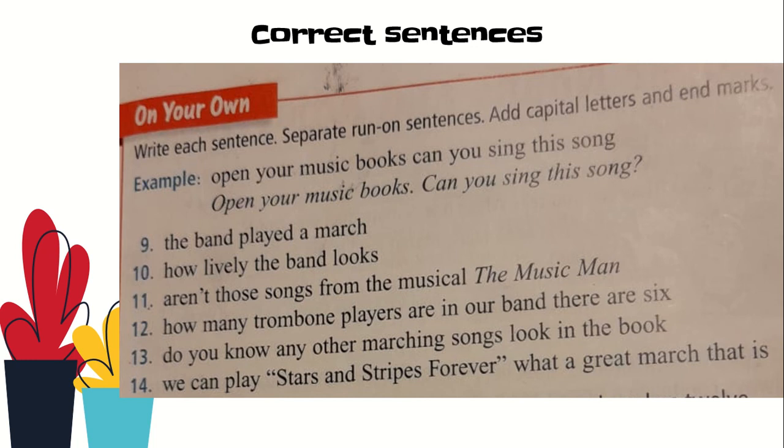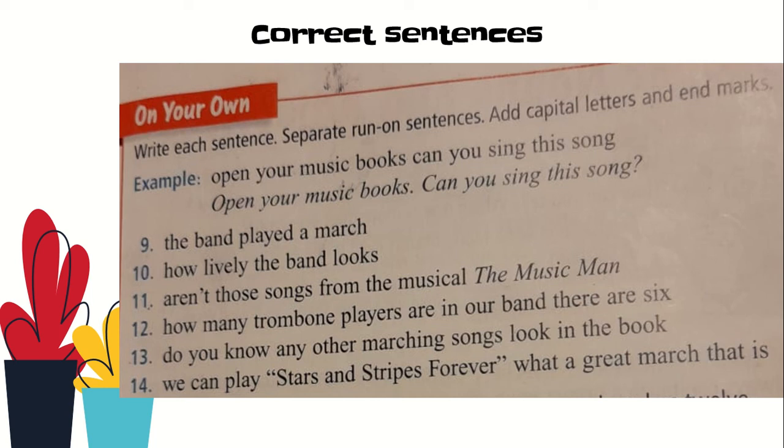Okay, this is the second activity. I want you to copy this in your notebook. You will write each sentence and you will separate run-on sentences. You will add capital letters and end marks. We have an example here. Open your music book. Can you sing the song? We have two ideas. Open your music books, period, capital letter. Can you sing this song? Remember, capital letters and end marks in red.